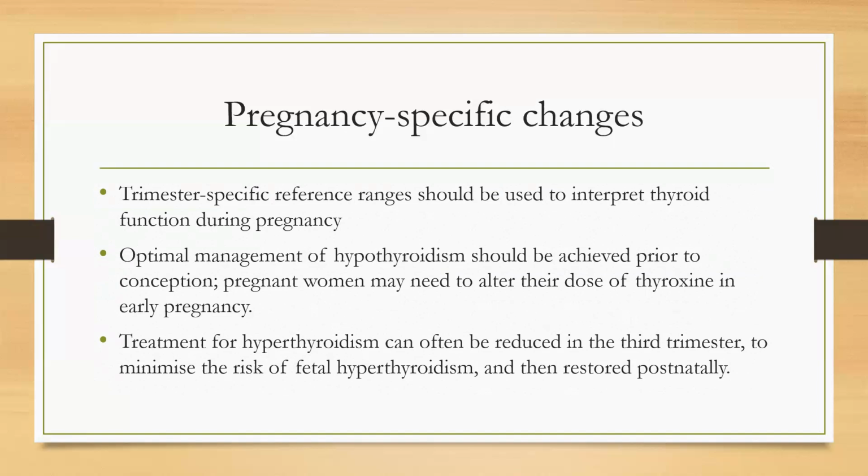Optimal management of hypothyroidism should be achieved prior to conception. So a very important thing in pre-conception care is that we want to make the patient euthyroid before conception. Pregnant women may need to alter their dose of thyroxine in early pregnancy. When the patient comes to the pre-conception clinic, we will discuss all the points I have mentioned in the previous presentations, like for maternal medicine. We will ask the patient about her general health and check her labs to see at what level the condition is now. If the condition is controlled, then it's a good time to conceive.